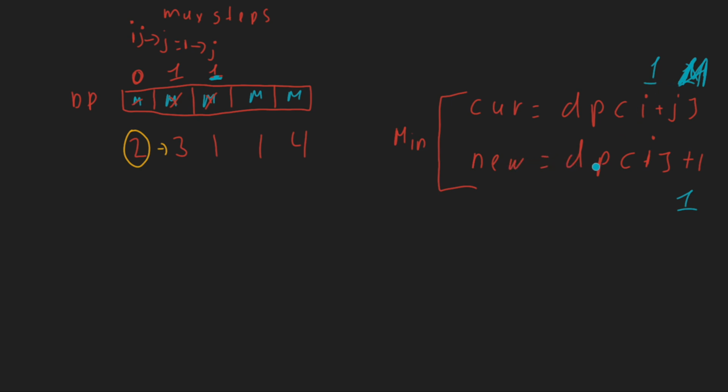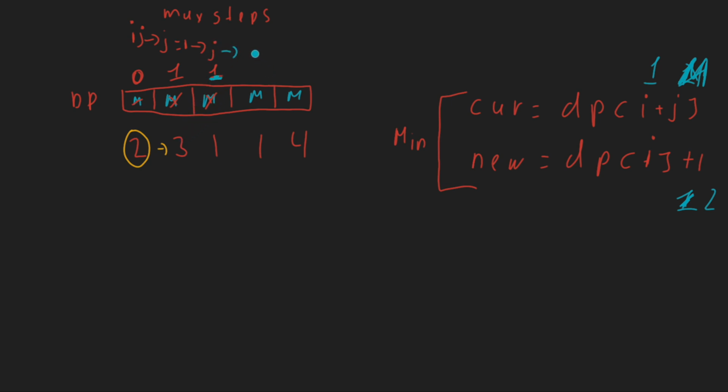Or we are choosing a new value, which is the value of dp[i]. In our case, i is equal to 1. So this value plus 1 is now equal to 2. So what's the minimum between 1 and 2? It's 1, so we are keeping 1, so we are not touching it. Now let's move our j here, right?